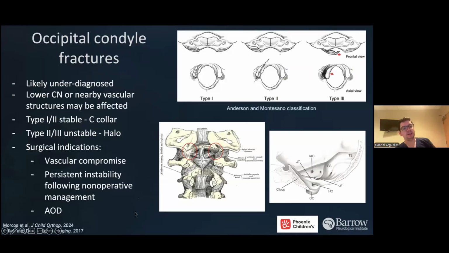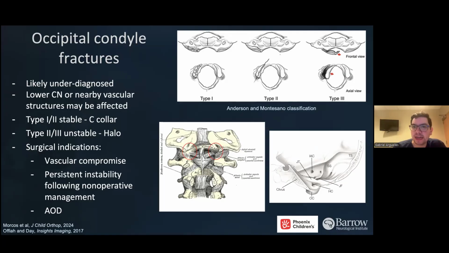The next one is occipital condyle fracture. Again, very rare in children compared to in adults, but we do see it, and a lot of authors actually think it's pretty underdiagnosed because it doesn't always present with prominent symptoms, and it can be hard to see on CT. Really, you can see them sometimes only on MRI if they're very fine. They can present with lower cranial nerve or nearby vascular structure injury.